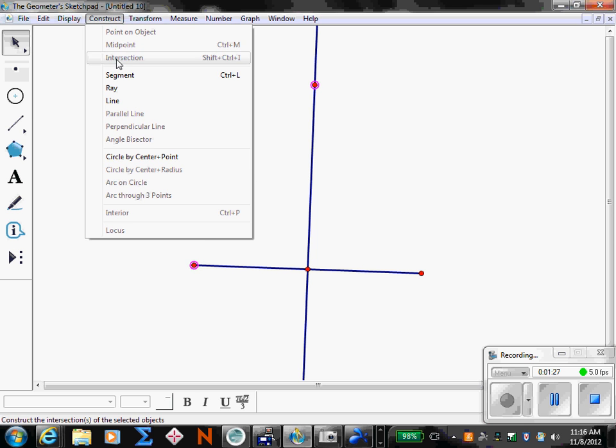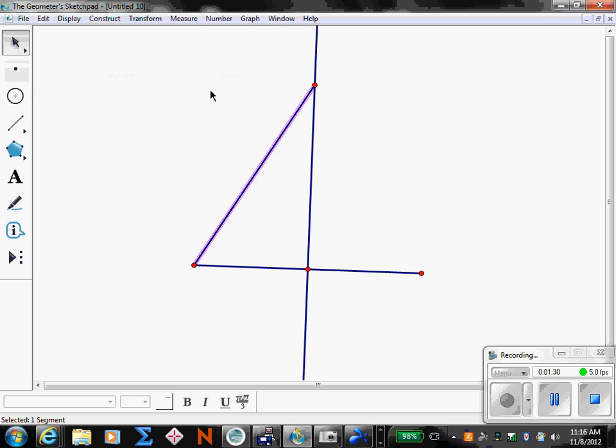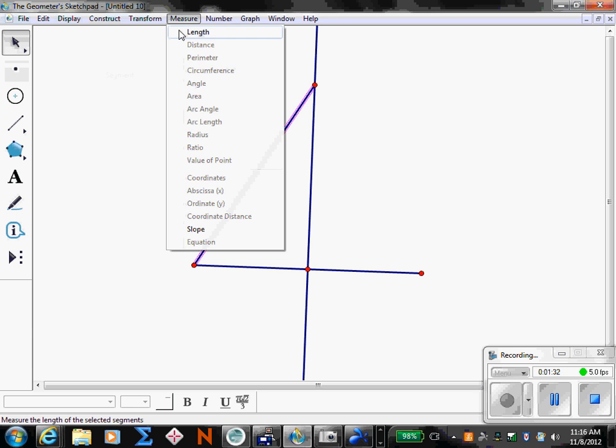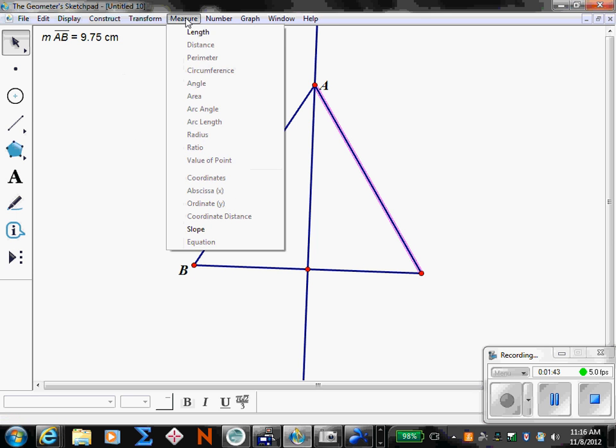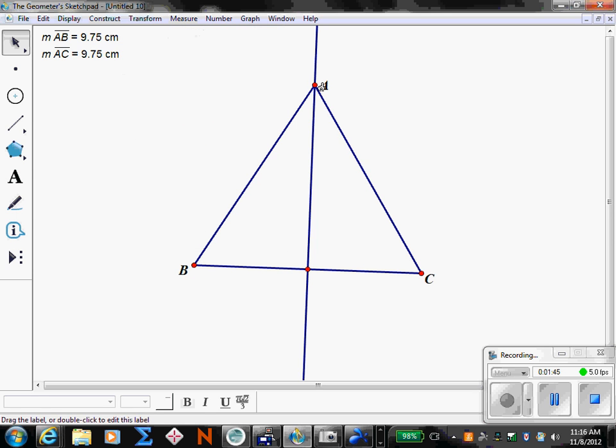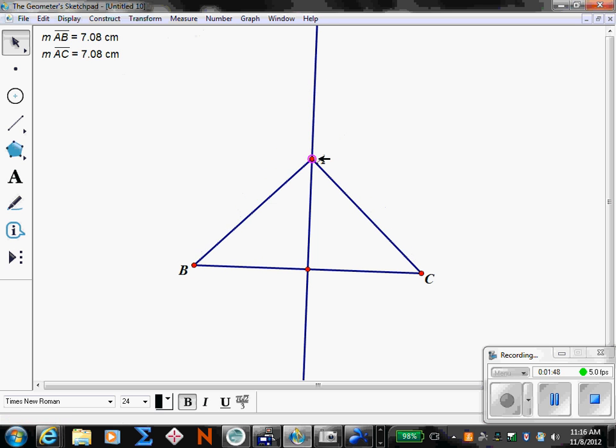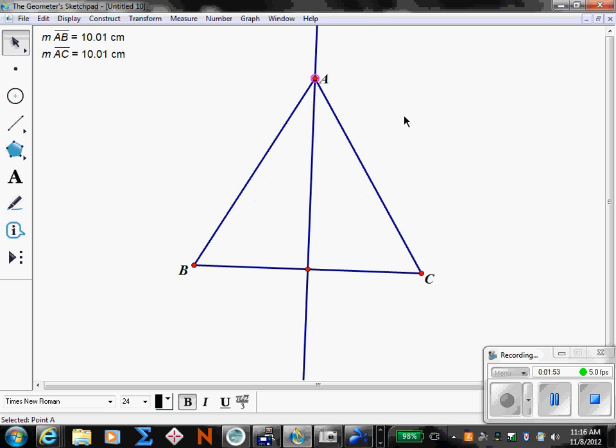So construct segment. I can go ahead and measure that length to prove that it is isosceles. Construct the other side. And I'm going to go ahead and measure it. Now, no matter where I slide A to, my triangle stays isosceles because I constructed it that way. Okay, so I am going to hide the bisector. And let's see what happens.